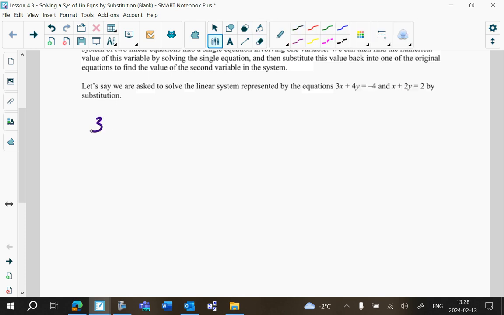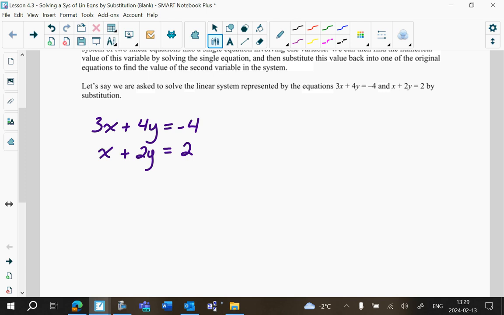3x plus 4y equals -4, and x plus 2y is equal to 2. Now, the only way we know how to solve these is by graphing. So if we wanted to solve it, we could put each one in y equals mx plus b form, graph them both, see where they intersect, and that's our solution. But if they're fractions, they're going to be hard to read the solution exactly.